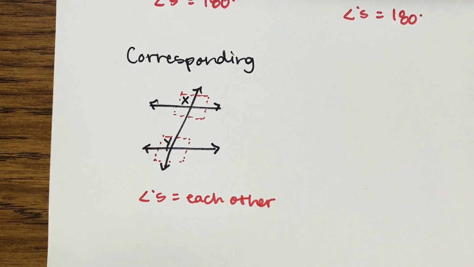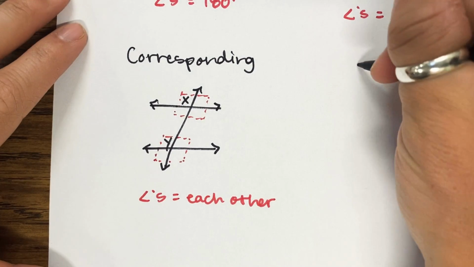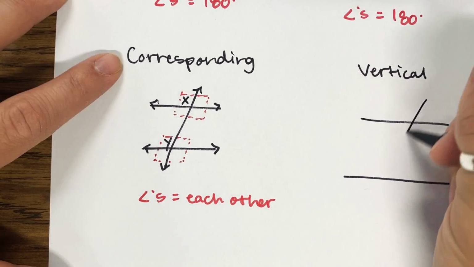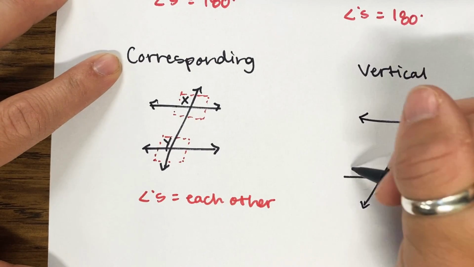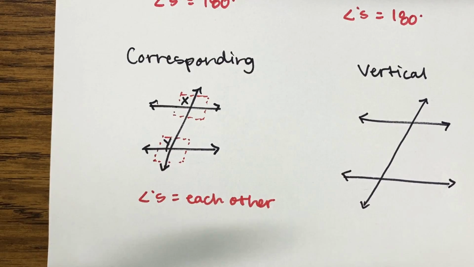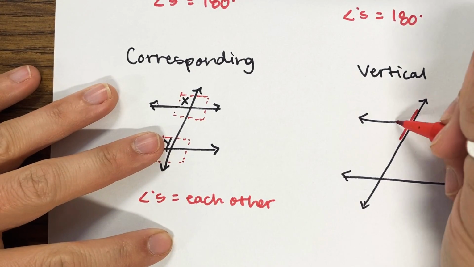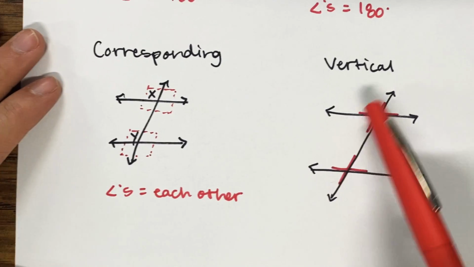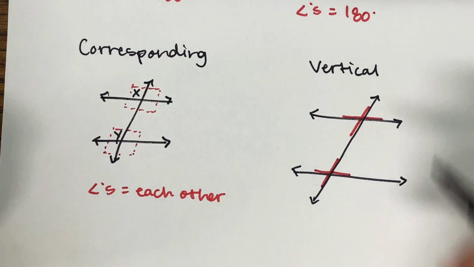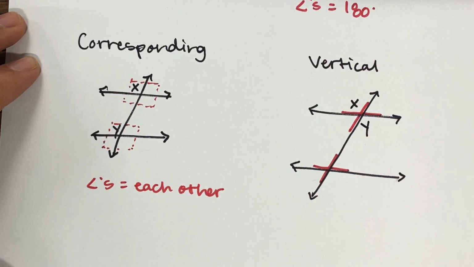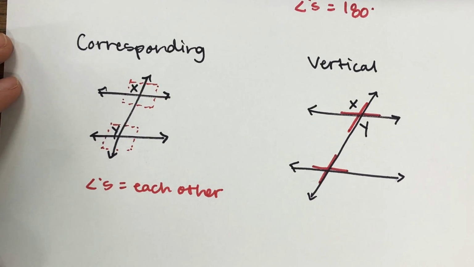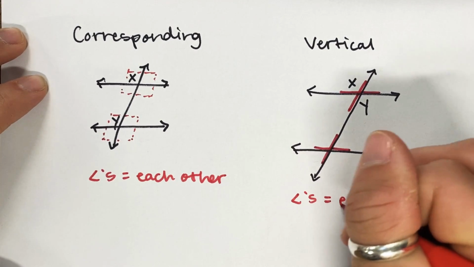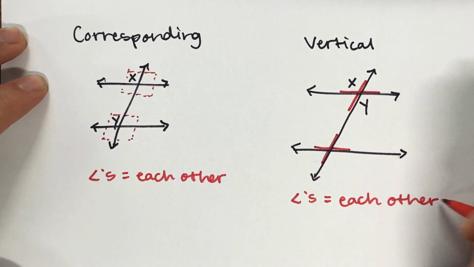Beautiful. Okay, last one we're going to talk about, vertical. Vertical angles are a little different. Vertical angles are wherever you see the angles create these X's. So right here and right there and there. Vertical angles are angles that are always across from each other on those X's. So if my X is right there, that means it would be across on that X right there. And these angles also equal each other.